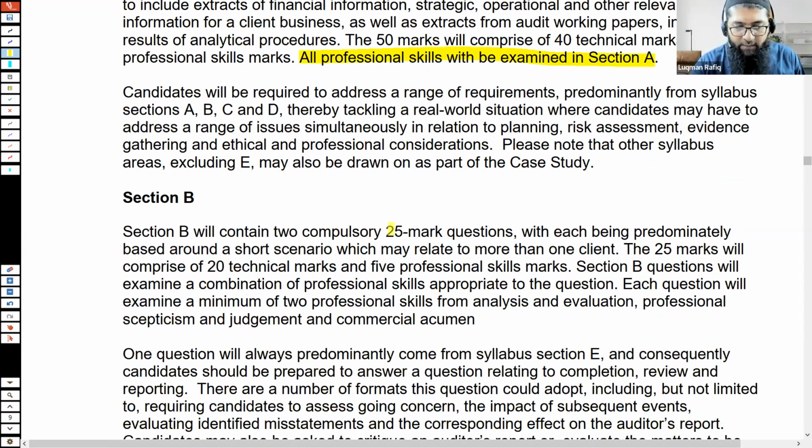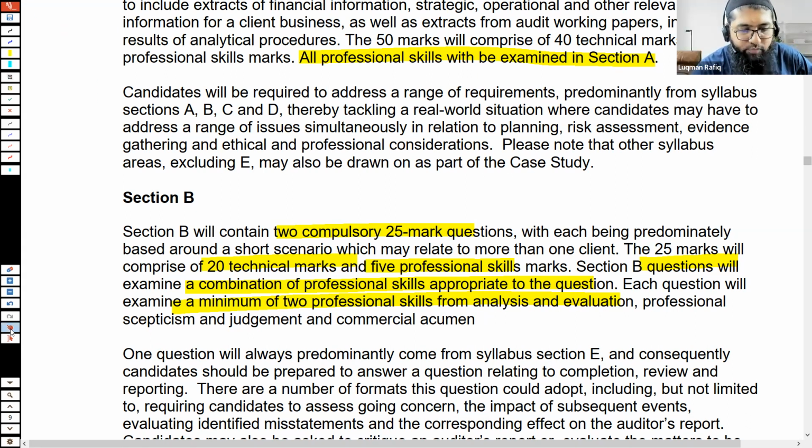For section B, there are 2 compulsory 25 mark questions. Each question comprises 20 technical marks and 5 professional marks. Section B questions will examine a combination of professional skills appropriate to the questions. Each question will examine a minimum of 2 professional skills from analysis and evaluation, professional skepticism, judgment, and commercial acumen.